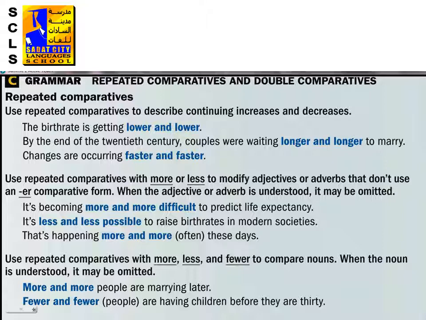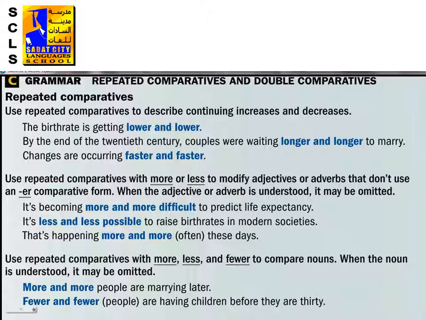It's less and less possible to raise birth rates in modern societies. Possible is not an ER comparative form, so we use less and less before it. That's happening more and more often these days. Often is not an ER comparative form, so we use more and more before it.